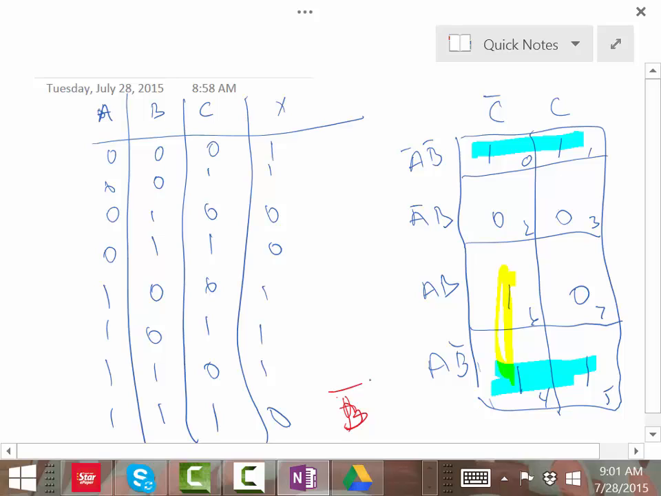In this group of 2 here, what is consistent is A C naught right there. And that is my function right there. That's my simplest function right there. So, again, it's very easily done by inspection.